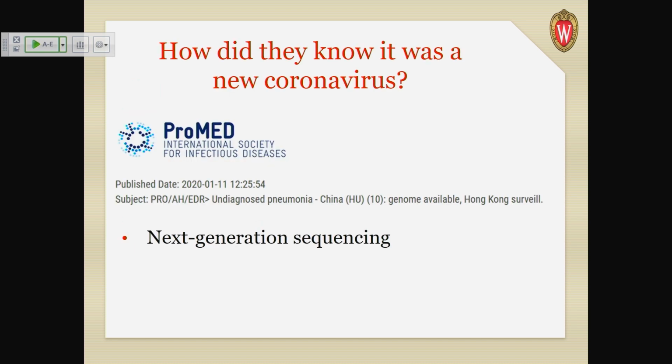How did they know that this was a new coronavirus? Next-gen sequencing. And it was 3 days after that, on January 11th, that the Chinese researchers that were a part of this made the genome publicly available. And I think this is the single most important thing that China did in the entire response, was to make the whole genome sequence available so that the rest of the world knew about it and could start making PCR tests.